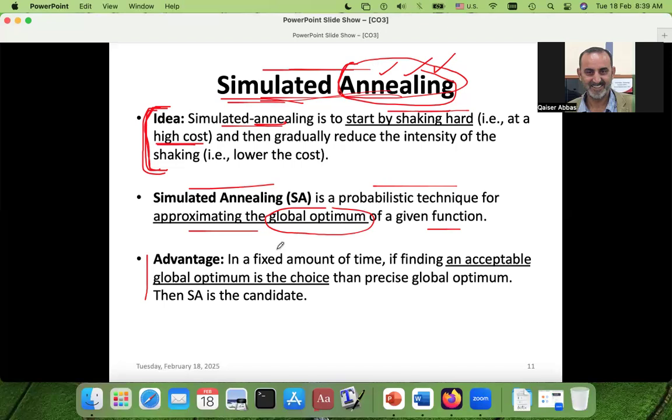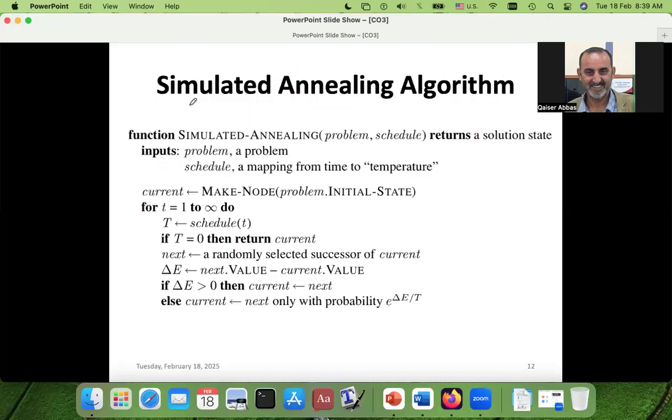So if you don't have extra time and your time is limited, and you are happy with a second category solution, here we call that solution the acceptable global maximum, which means second category, not the final one. If you are happy with the second category solution, then simulated annealing would be your choice in this situation, okay? Now let's see this algorithm.